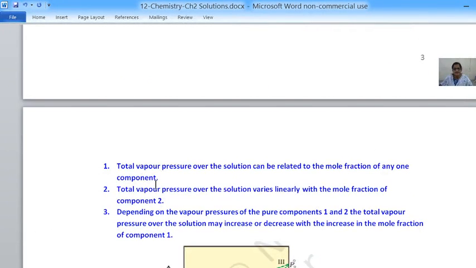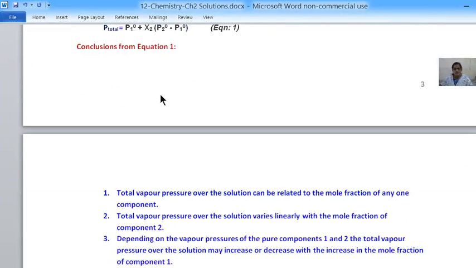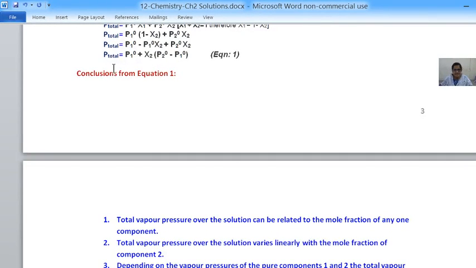From this equation, we can arrive at 3 important conclusions. The first conclusion: the total vapor pressure over the solution can be related to the mole fraction of any one of the components. That is, here you can see the total vapor pressure can be related to the mole fraction of any one of the components, either chi1 or chi2. Next, the total vapor pressure over the solution varies linearly with the mole fraction of component 2. You can see this equation, P total is equal to P10 plus chi2 into P20 minus P10. That means P total depends on the mole fraction of component 2. That means as the mole fraction of component 2 increases, the P total value also increases. So that is the second conclusion.